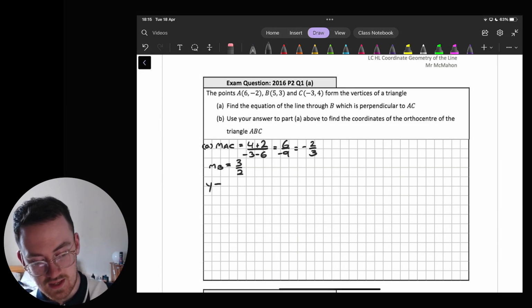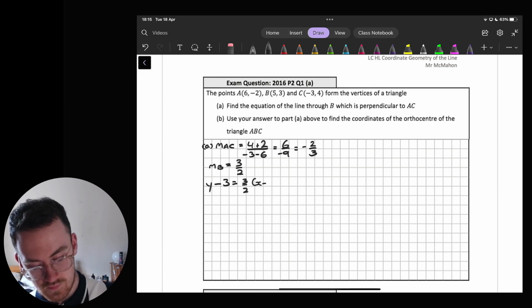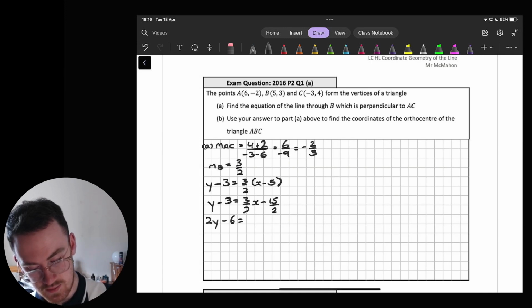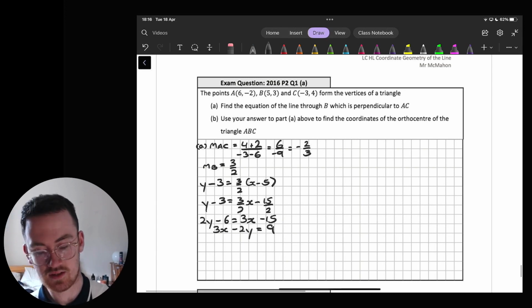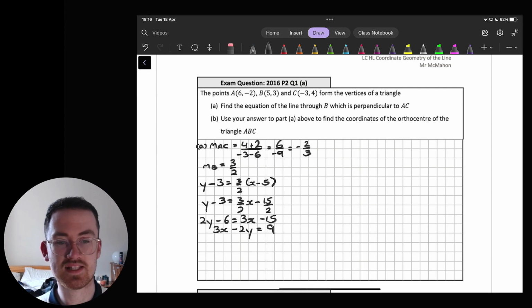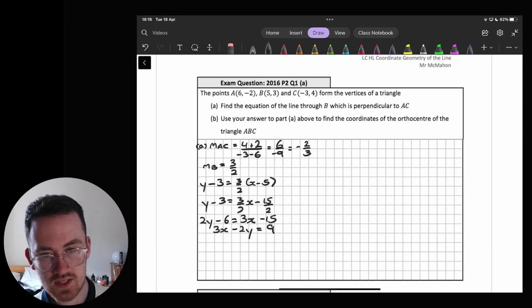So finding that line then gives me y equals 3 over 2 x minus 15 over 2. I can multiply across by the 2 there to eliminate that fraction. And I get 3x minus 2y is equal to 9. So 3x minus 2y is equal to 9. So we can write it. I'm kind of looking ahead at where we're going to be going, so we're just going to set it up this way.